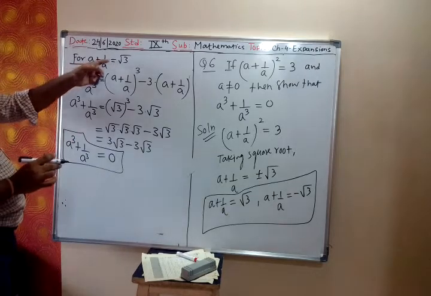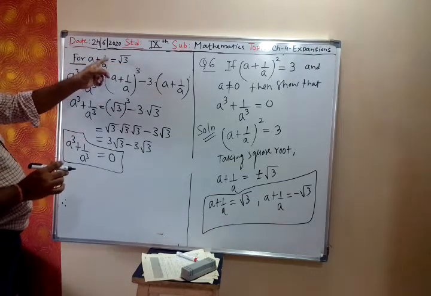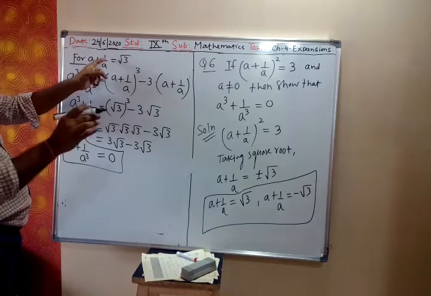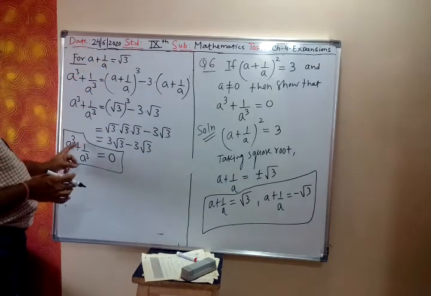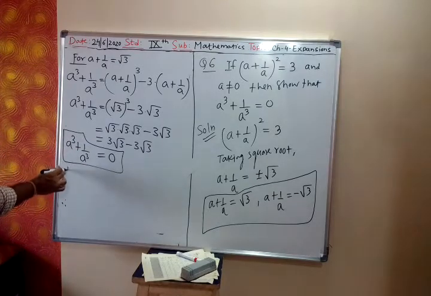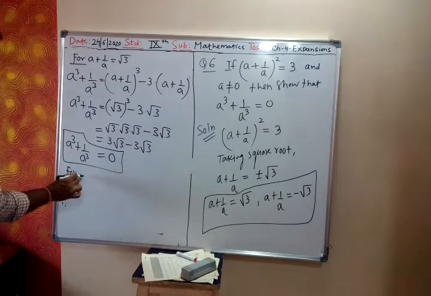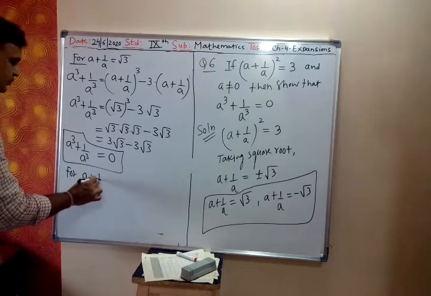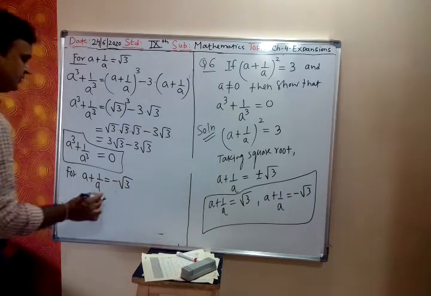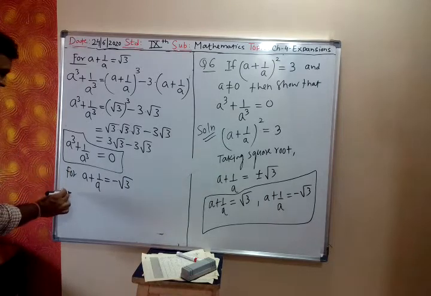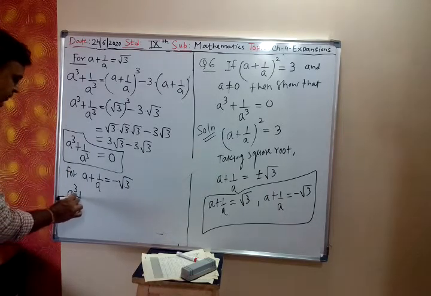Then a plus 1 upon a is plus root 3. Now let us take a plus 1 upon a as minus root 3 and find what is a cube plus 1 upon a cube. So for a plus 1 upon a as minus root 3, we calculate a cube plus 1 upon a cube.